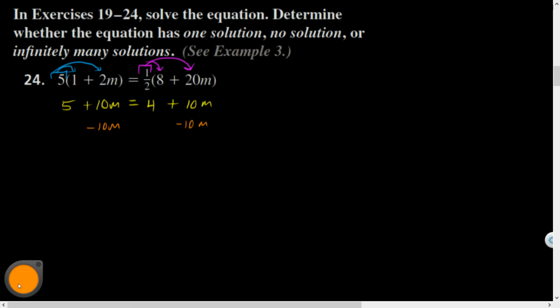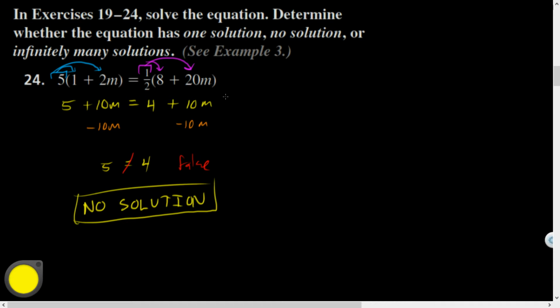10m. And I get, that's nothing. 5 equals, those m's cancel out, 4. And does 5 equal 4? Nah, that's false. And because that's a false statement, and my variables all disappeared, we end up making a conclusion that this problem has no solution. Ain't nothing we can do to make this problem happy. Nothing's gonna work.